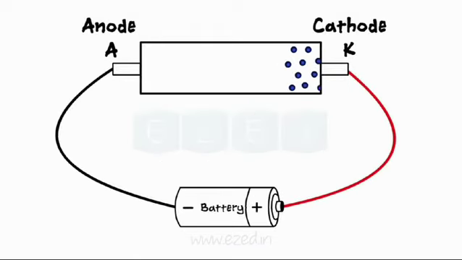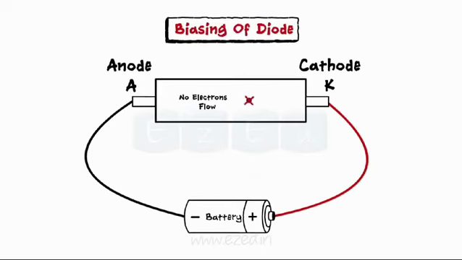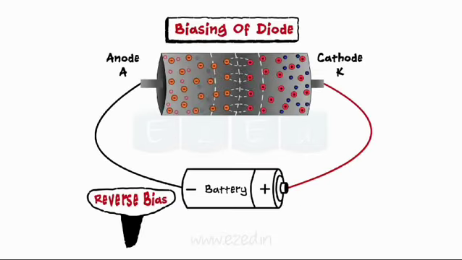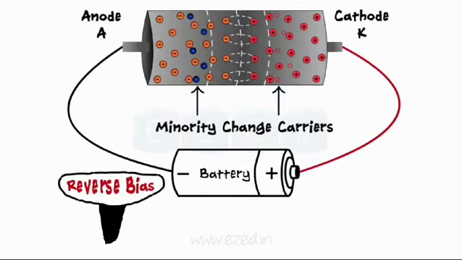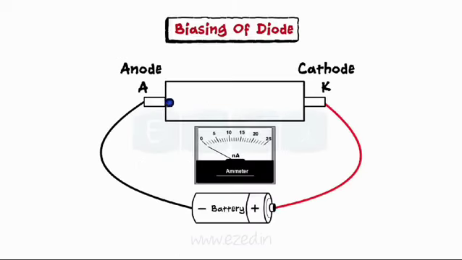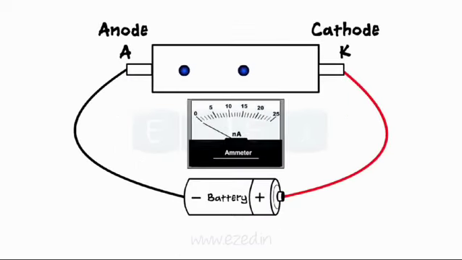No current flows through the diode. This mode is called reverse bias mode. But there are some minority charge carriers always present in both the regions. Hence, in the reverse bias case, minority charge carriers cross the depletion region, setting up the current flow. But the magnitude of this current is very low, in the nanoampere range.